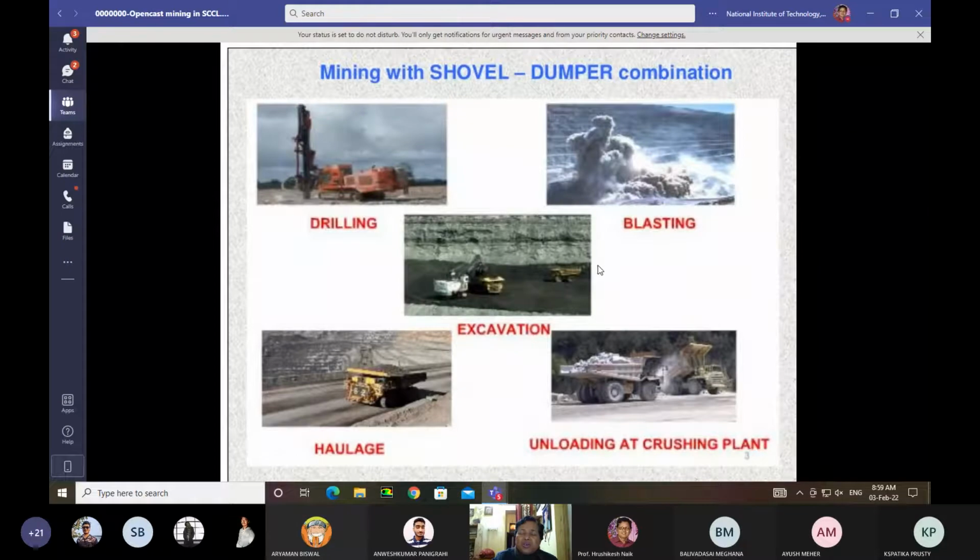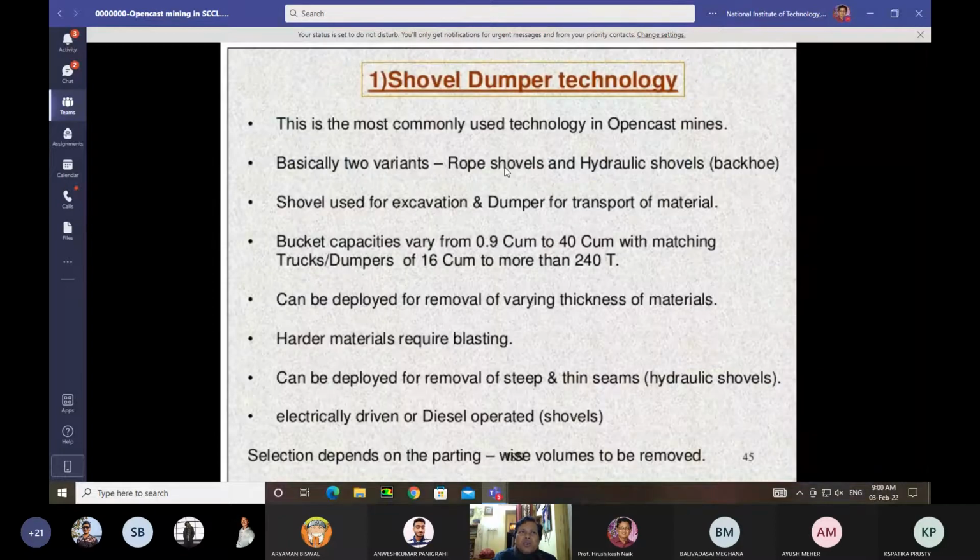It is not a continuous mode of mining technology, because you have to drill, after that you have to blast, after that you have to load, after that you have to transport. So one unit operation is dependent on the other unit operation. That is why this method of mining technology is a discontinuous mode of mining technology, which is called shovel dumper mining technology. So what is shovel dumper mining technology?